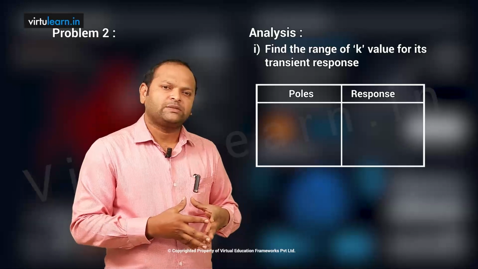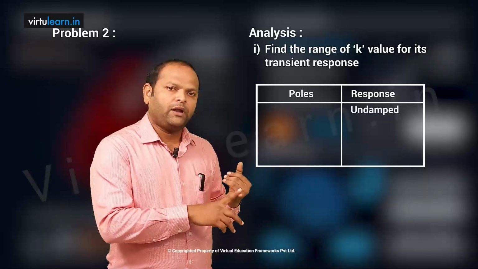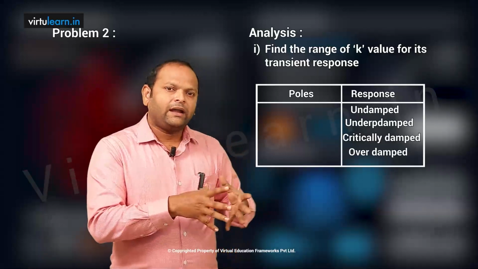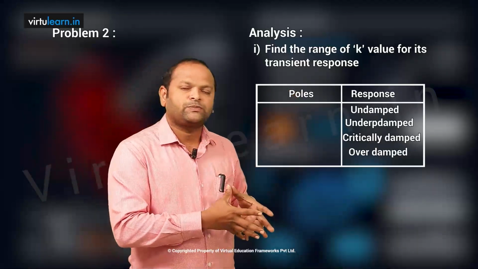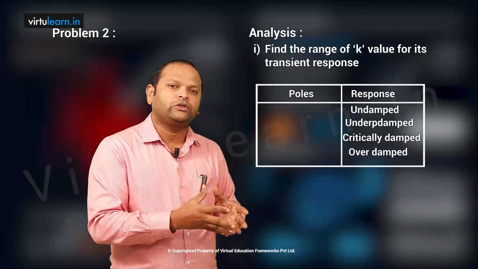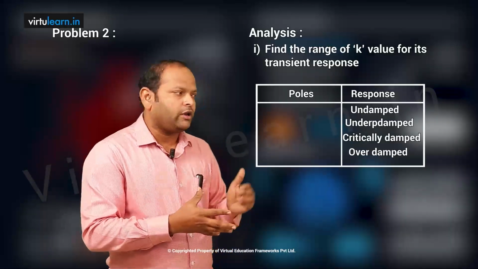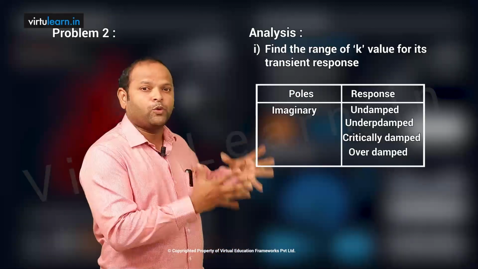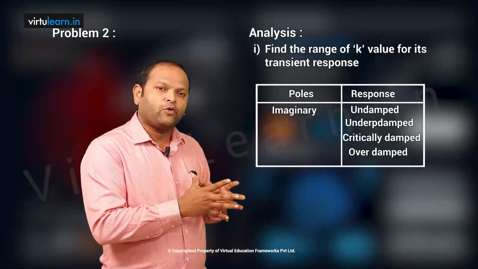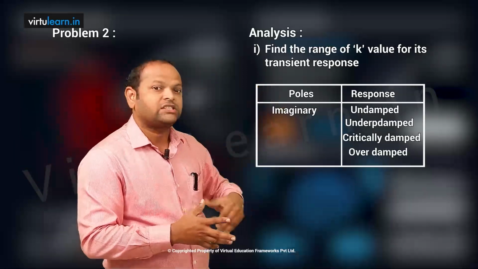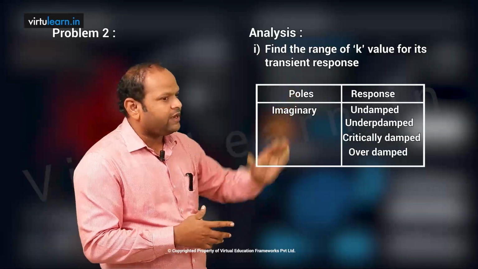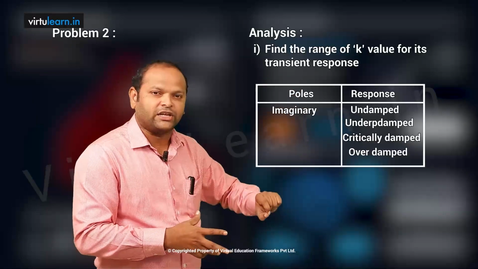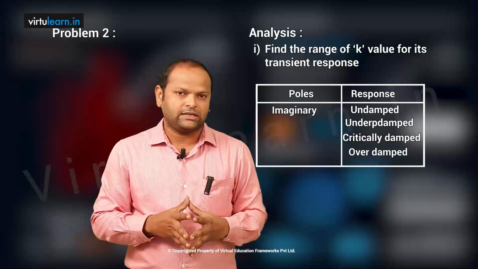You know, the transient responses are undamped, underdamped, critically damped and overdamped. And these transient responses are basically due to a pair of poles nearer to the imaginary axis. Your system may have some 10 poles. Out of 10 poles, 2 poles will be nearer to the imaginary axis. Due to these 2 poles, we will be getting the transient response.